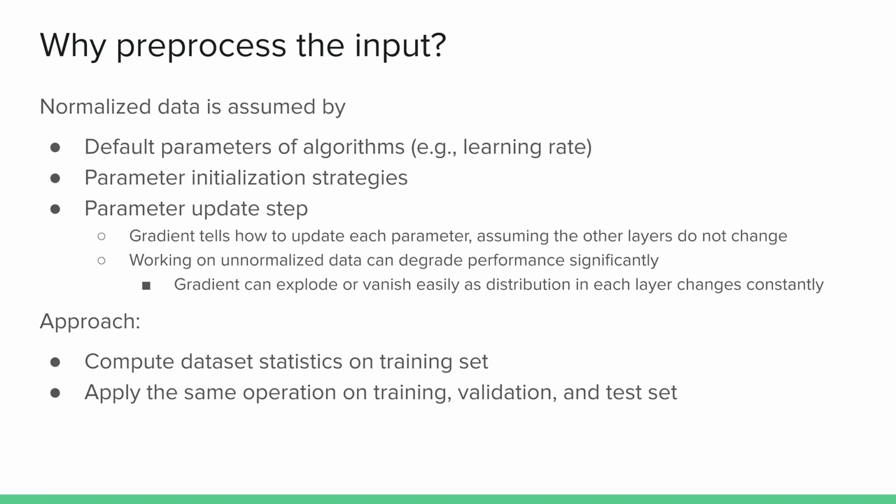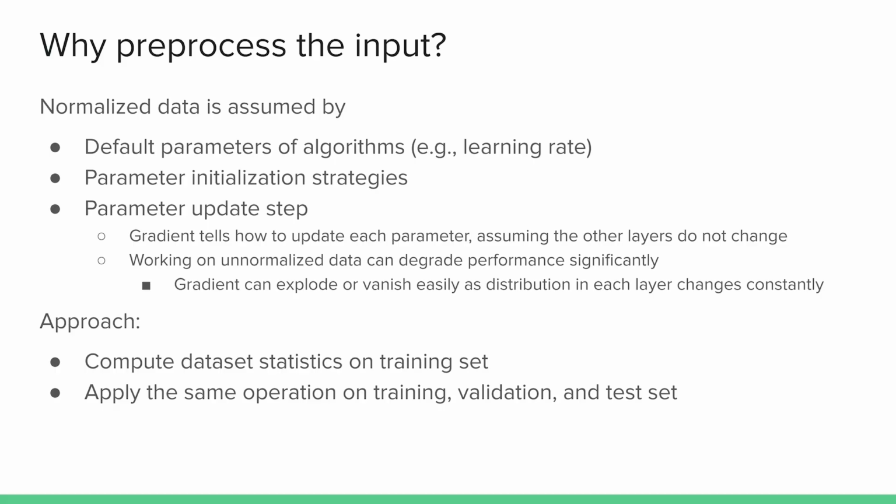So when you think about the gradient, what it does is we are computing the partial derivatives of all our parameters with respect to one single parameter to learn how to update that parameter. But the underlying assumption, therefore, is that we only change one parameter at a time and all other parameters stay the same, which is not what we're doing. What we're actually doing is we're updating all parameters at the same time. So when we're working on unnormalized data, this can degrade our performance significantly because the gradient can then easily explode or vanish as the distribution that we have going from one layer to the next layer kind of constantly changes. So if you have normalized data in your network layers, you can kind of overcome this problem.